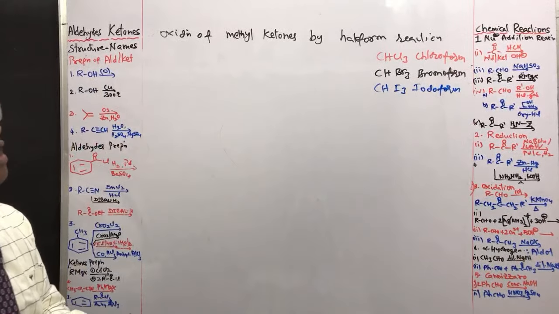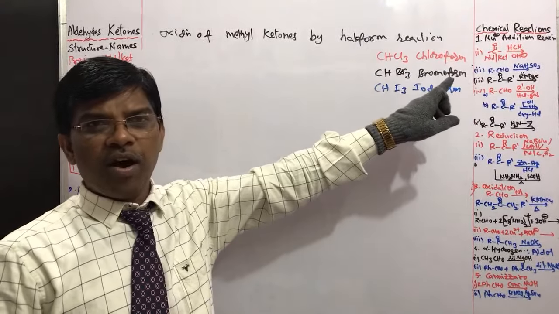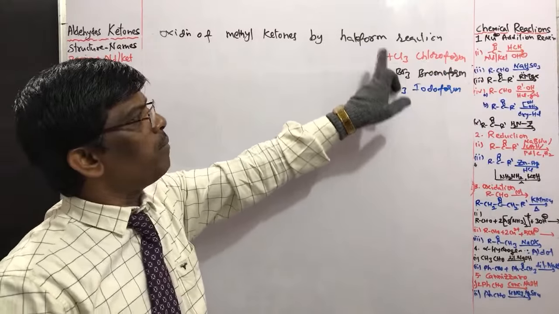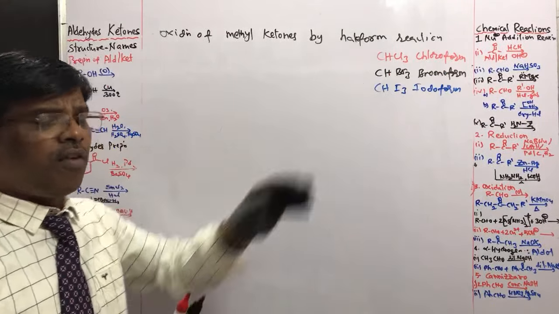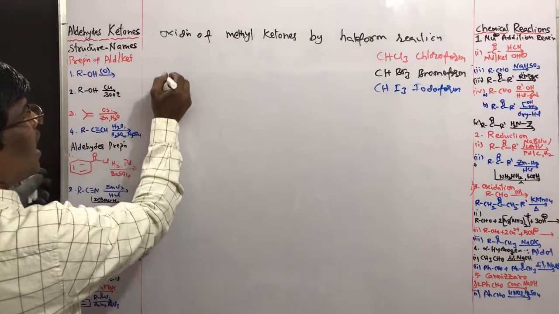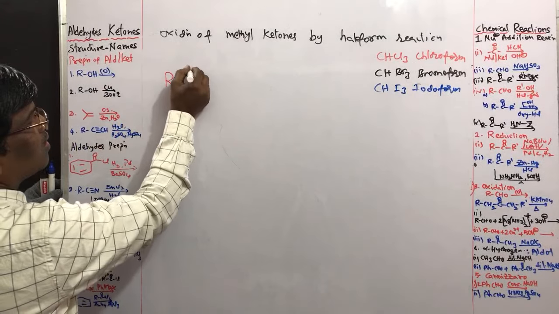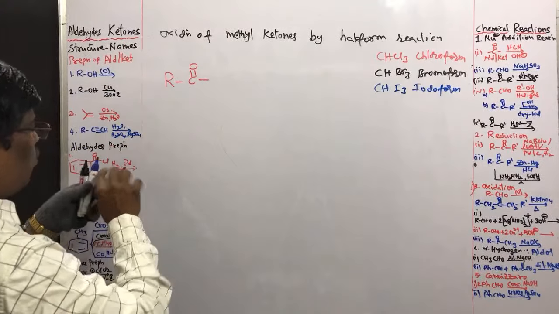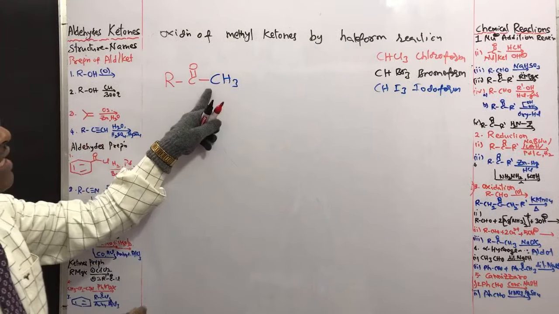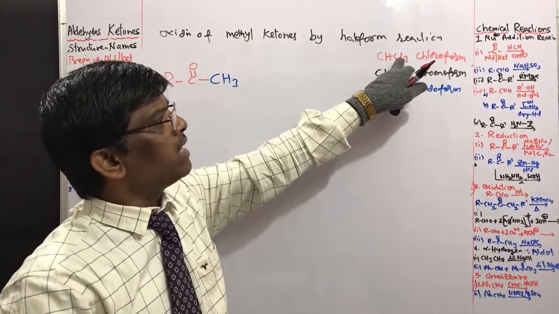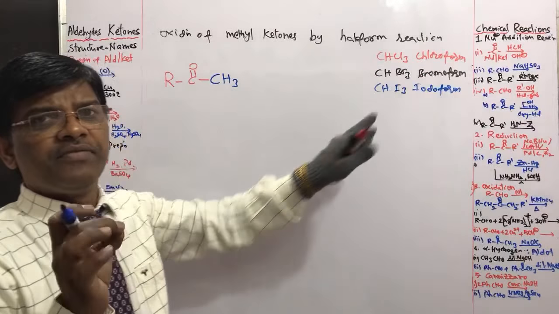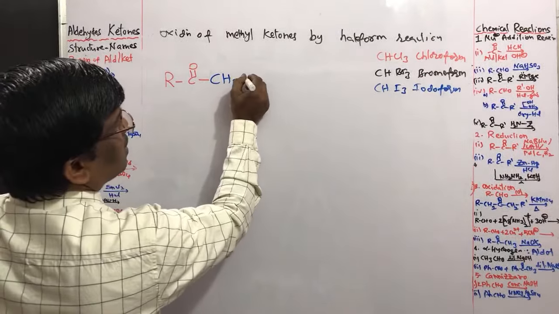So you may be asked about the chloroform test, iodoform test, bromoform test. In general, it is the haloform test, the haloform reaction. The haloform reaction is given by compounds having an R-CO-methyl group. This methyl is important, because it is going to form chloroform, bromoform or iodoform. It is very simple, students.